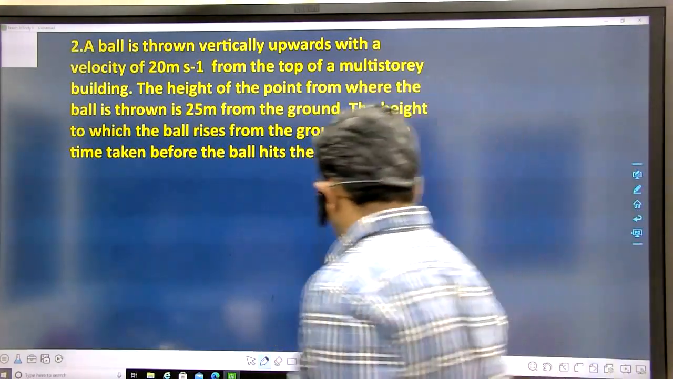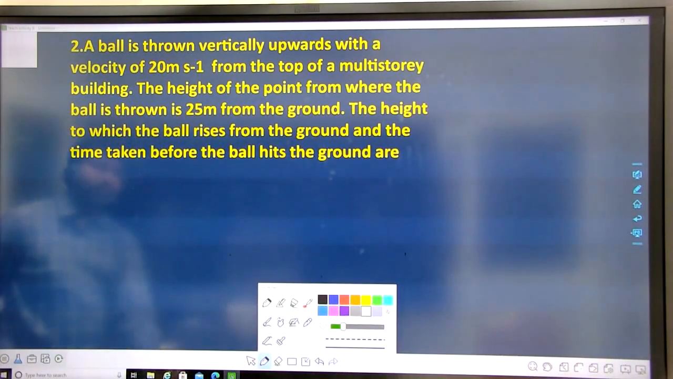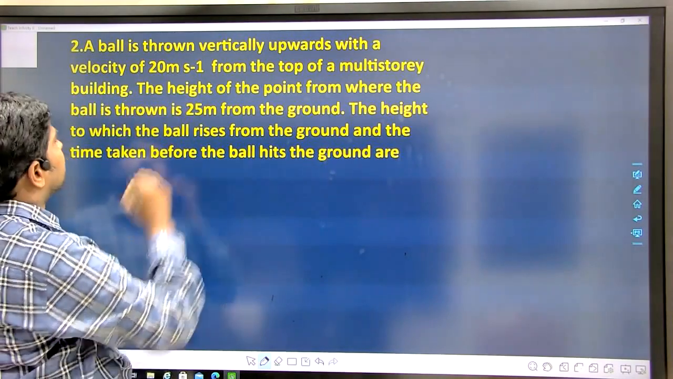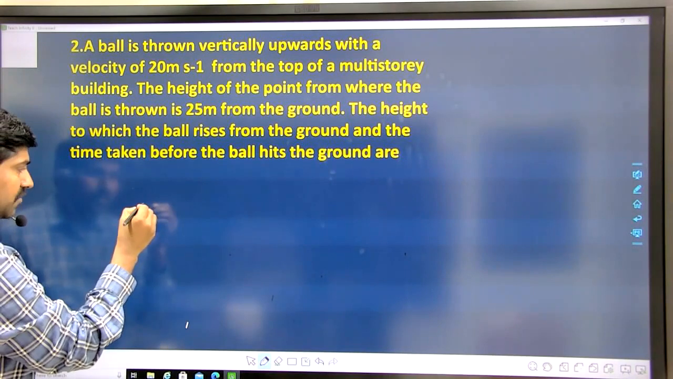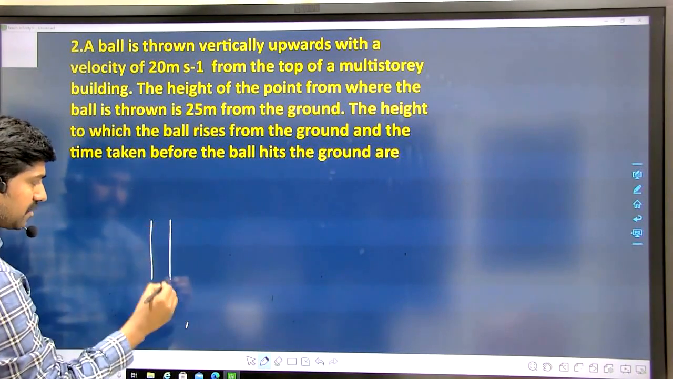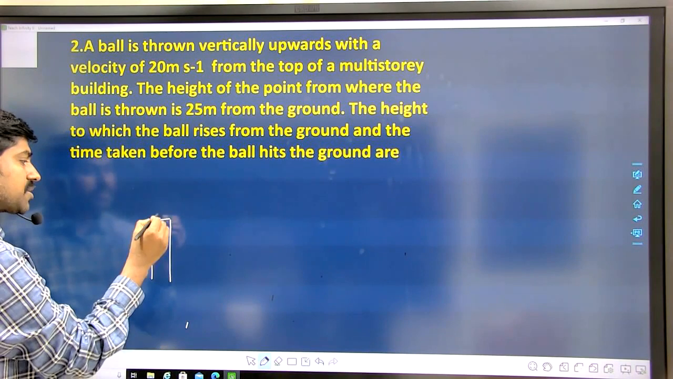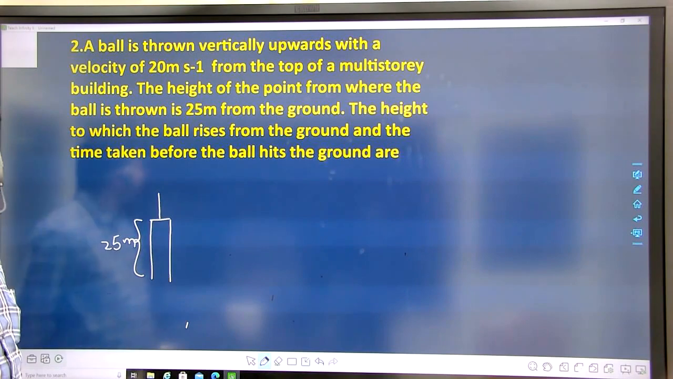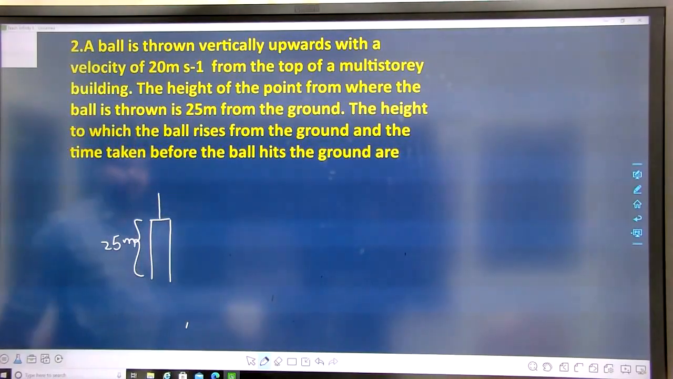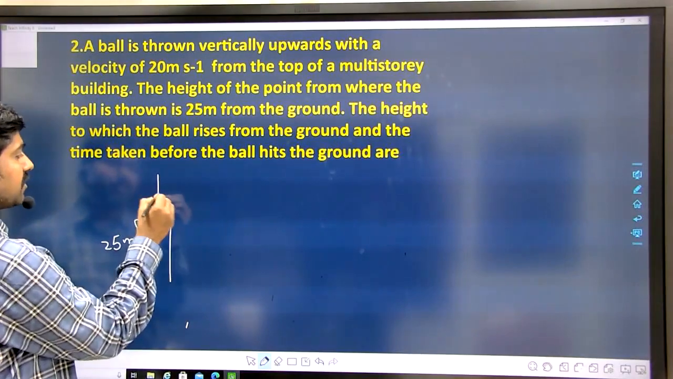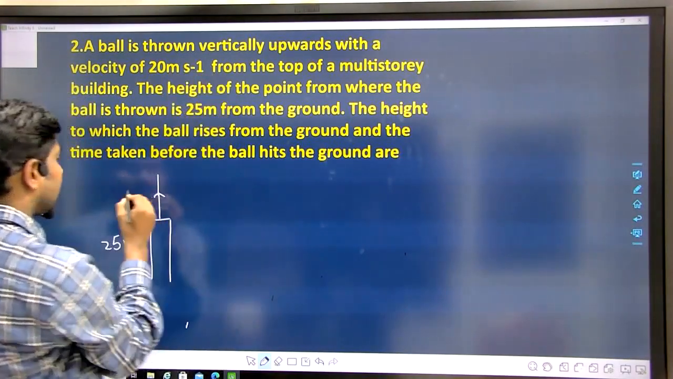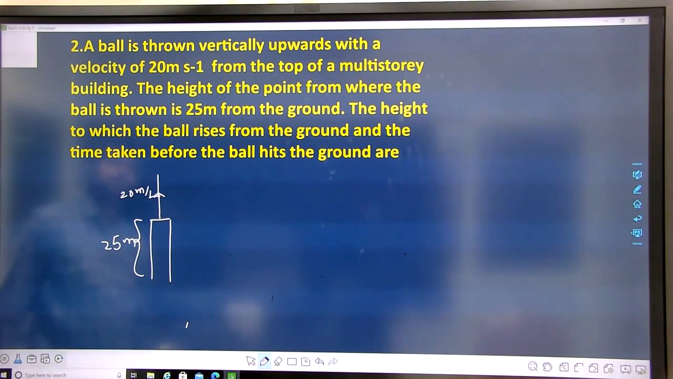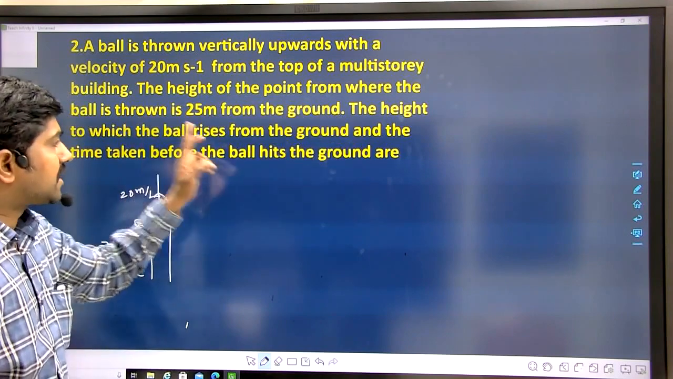Okay, so first of all, try to draw the given information. A ball is thrown with 20 meters per second velocity from the top of the building. Let me consider this is a building, and the height of the building is also given. How much is the height of the building? That is 25 meters only. And with what velocity was the particle projected? 20 meters per second.